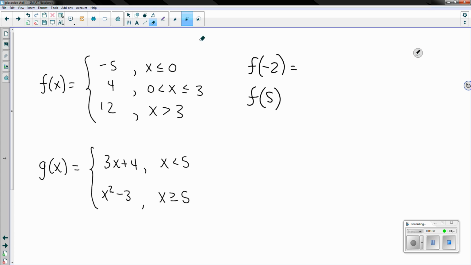So to evaluate the piecewise, we have to determine of the inequalities that we see in the piecewise, where does that value that I'm evaluating at fall under? So -2, of these three inequalities, x is less than or equal to 0, between 0 and 3, or greater than 3. Which one does that satisfy? And I think you would agree that -2 falls in this first inequality. And therefore, we're going to look at this first function rule for the evaluation, and only that rule.